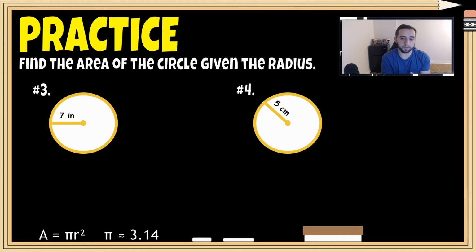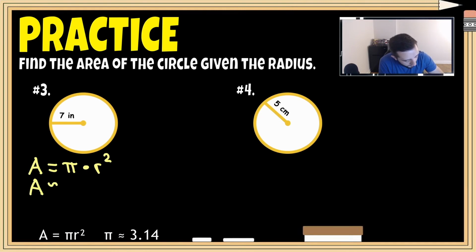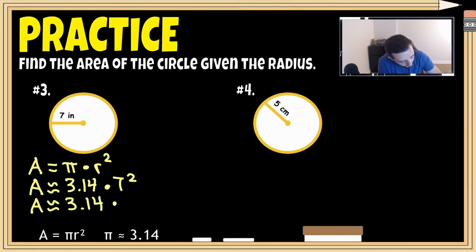So at this point, I'm assuming you have paused the video, you tried out 3 and 4, and now we're going to go over it. So again, it's going to be the same thing. So for number 3, we have area is equal to pi times the radius squared. And again, we're approximating, so I'm going to change my equal sign to approximately. And pi is 3.14 times the radius squared, so 7 squared. Again, exponents first, so we have area is approximately 3.14 times 49.